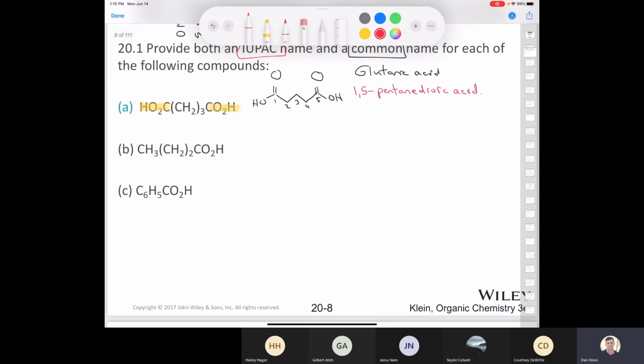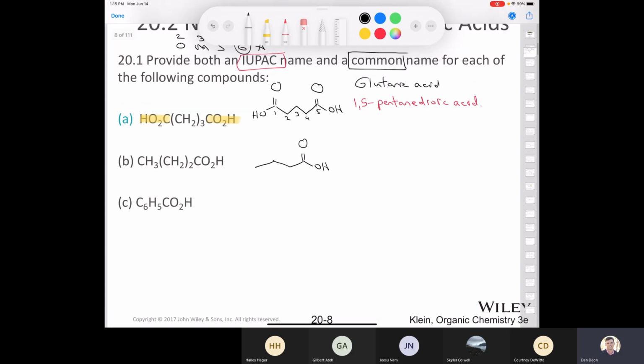The next one, we have how many carbons? We have 1, 2, 3, 4 carbons. So let's write the compound out first. We've got 1, 2, 3, 4 carbons. So the common name, let's do the IUPAC name first. It would be butanoic acid, but the common name is butyric acid. This is the one that's responsible for the smell of rancid butter.